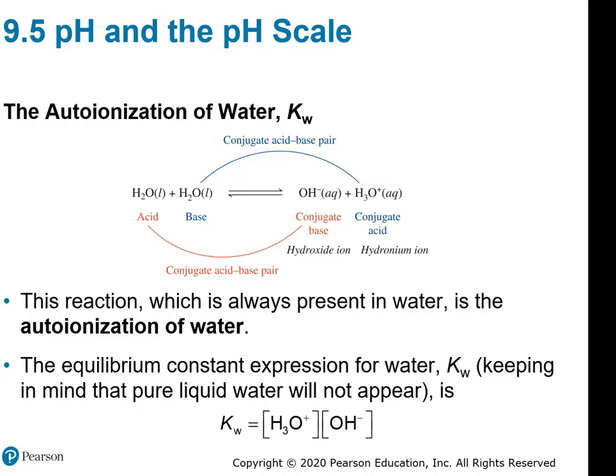So water, if you have a container of water, there are actually a few water molecules that will form ions. Do you see that the first water molecule acts as an acid? Because it loses a hydrogen ion and forms the hydroxide. The second one acts as a base because it takes that extra hydrogen ion on and forms the hydronium ion.